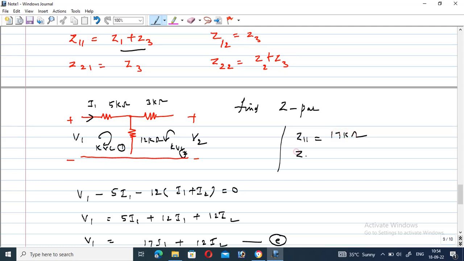So directly you can get it, as well as Z12 is equal to Z3, that is 12 kilo ohms, and Z21 is equal to Z3, therefore that is also 12 kilo ohms. Z22 is equal to Z2 plus Z3, that is 3 plus 12, which is 15. So within 1 minute, you can directly find the Z11, Z12, Z21, Z22 values from the given circuit.